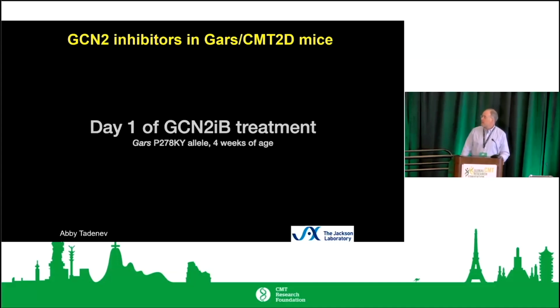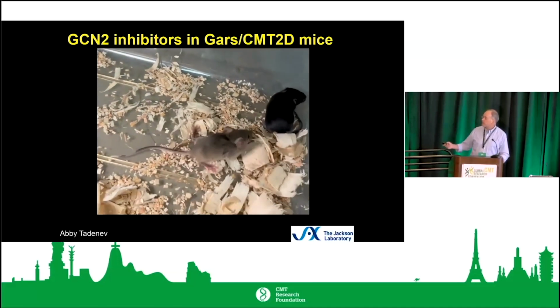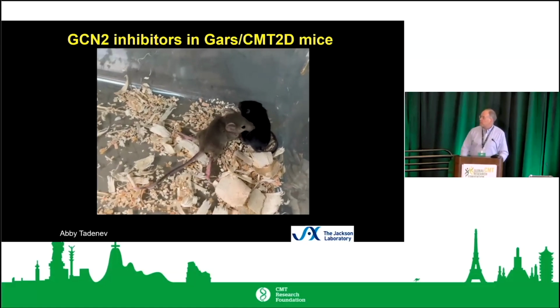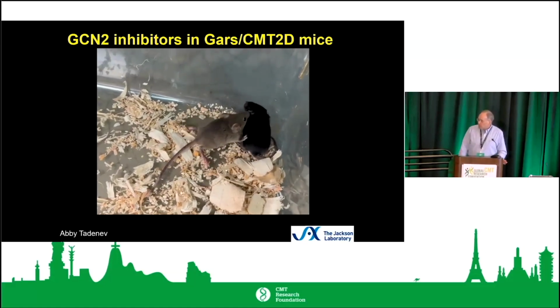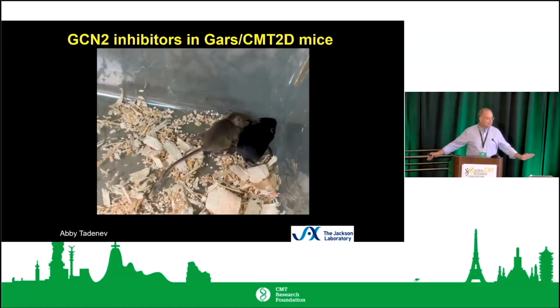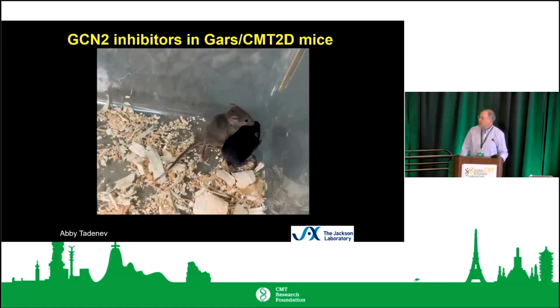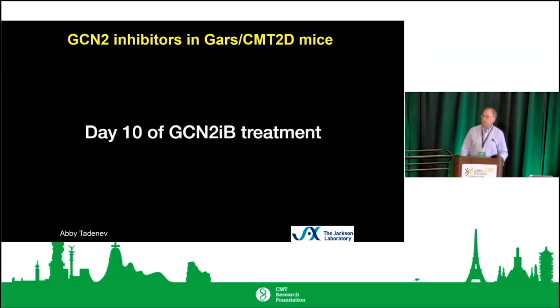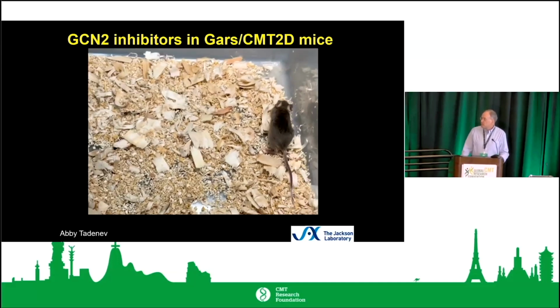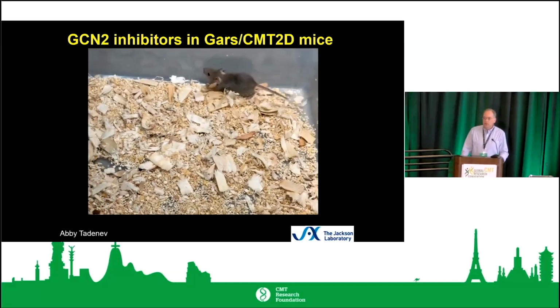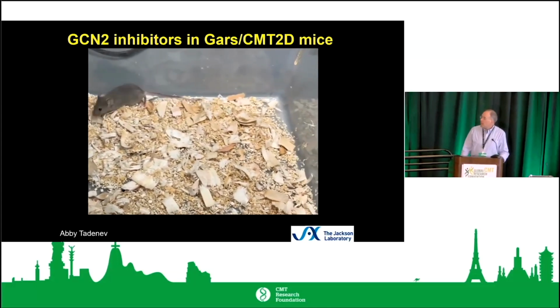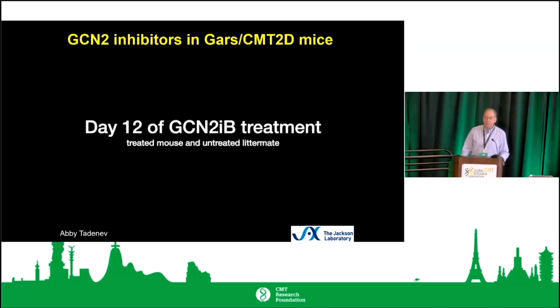So this is a mouse treated with a GCN2 inhibitor. This is the first day of treatment. He's got a GARS mutation. You can see he really can't get his hind legs under him. His tail is essentially limp. So this is a mouse with Charcot-Marie-Tooth type 2D. This is the exact same mouse after 10 days of treatment with a GCN2 inhibitor, and he's now running around and actually looks pretty good. It doesn't look perfect, but looks pretty good.